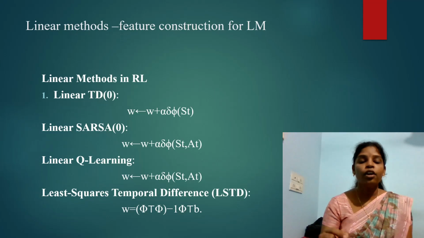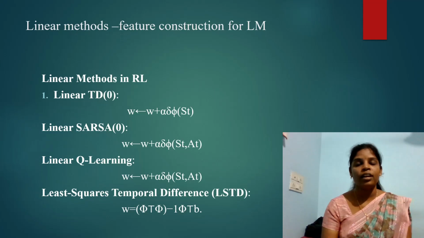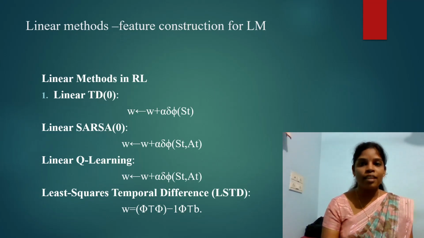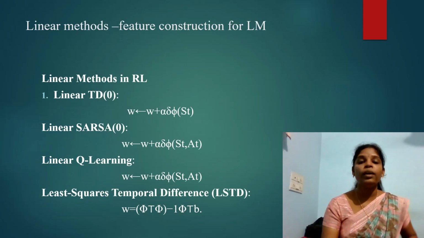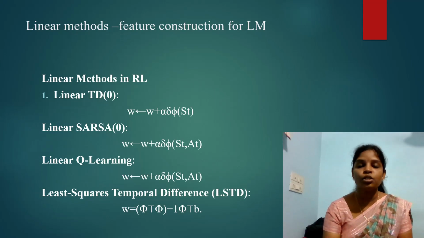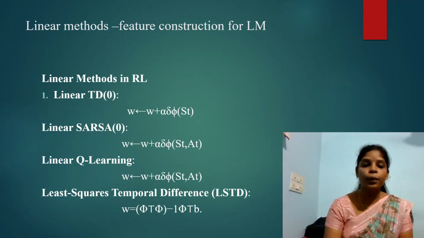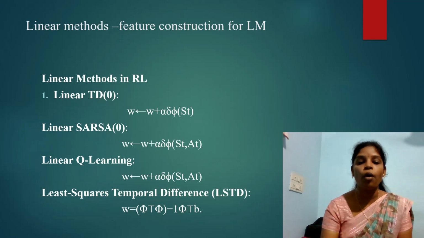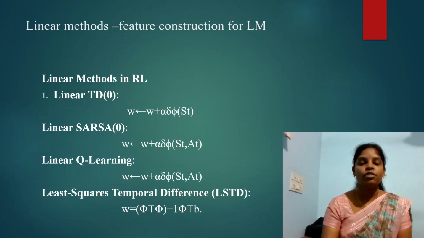The next one is Q-learning. The Q-learning linear method is implemented in the same way, with the transition of S and A updating W. Delta is the error, and alpha scales the delta update. In Q-learning we have to implement Q of S_t, A_t, the feature construction of the linear method. These come under the parameters used to find the feature construction of the linear method. The last one is LSTD.